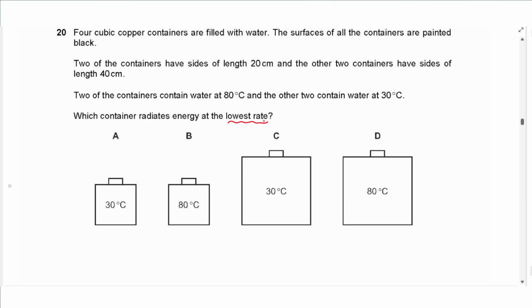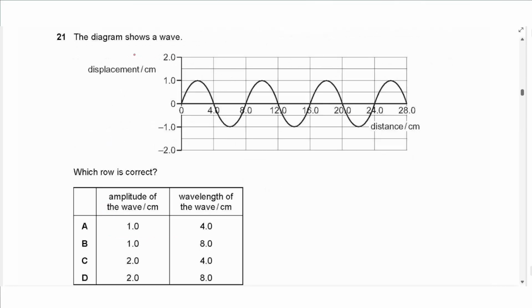Lowest rate is caused by either a small surface area or low temperature or bright or shiny color of the surface. So they are all painted black, so the color has no effect. So the lowest rate would be due to small surface area and due to low temperature, so the answer is A. Question 21 says the diagram shows a wave.